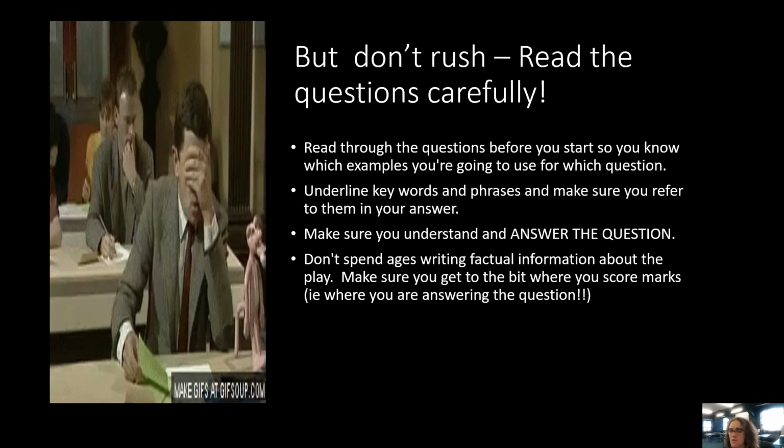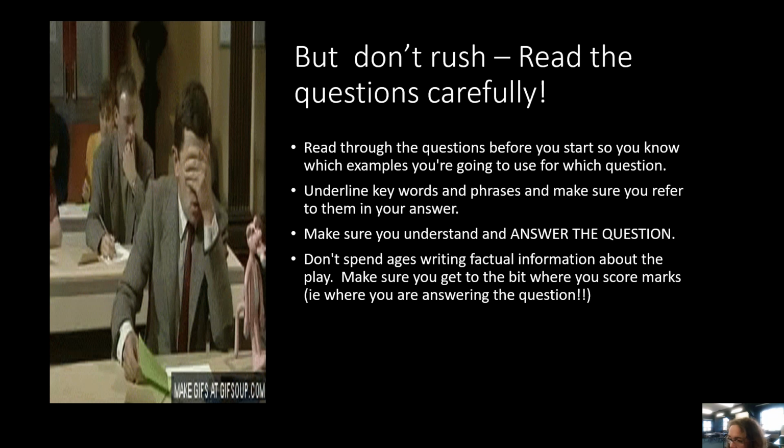Okay. But at the same time as being aware of timing, don't rush. Make sure you read the questions carefully. Very often we have candidates who come out and realise they didn't actually answer the question. They wrote a lot, but they didn't write what the question needed, what the question was asking for. So it's really important you read the questions thoroughly and slowly, okay? So you know which examples you're going to use.